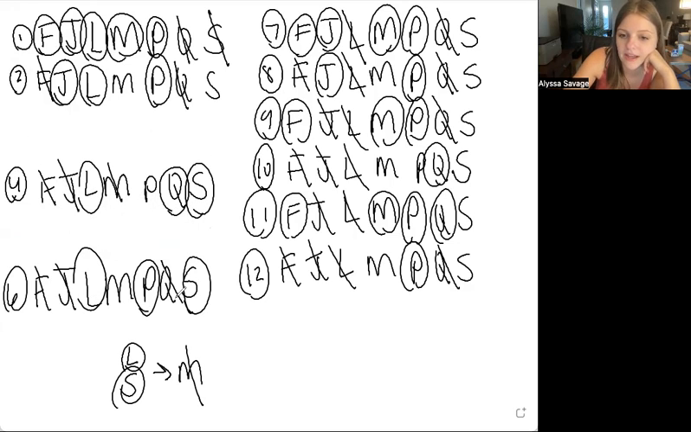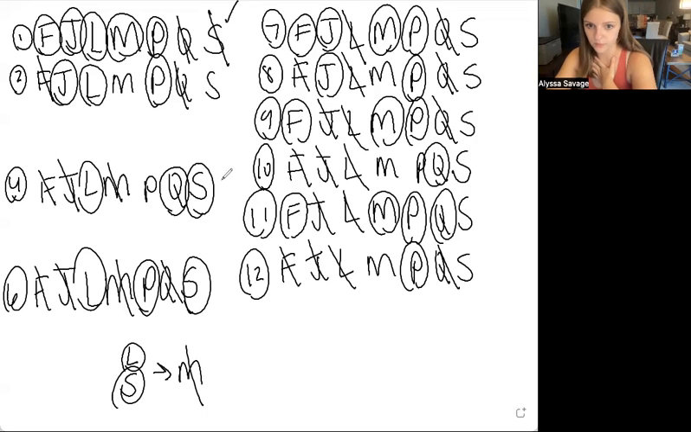And number 6, I have L and S circled, which means that I can't have M. So I'll cross out M. So we've completed 1, 4, and 6. And again, we'll come back to 2.